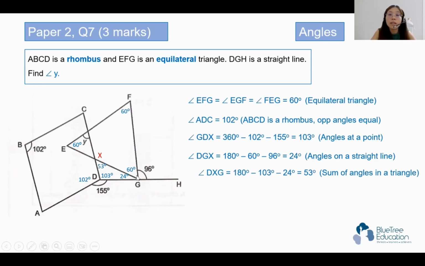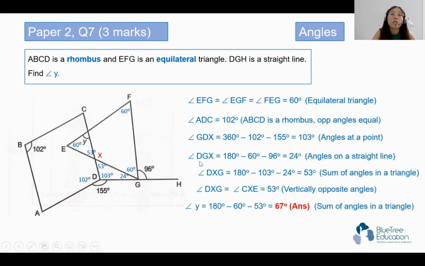Okay. And if you notice here, can you see that there's an X here? So this means that there's a vertically opposite angle. Okay. This is also 53. And now I'm sure you can find out what the last step is already, right? To find angle Y, can you see that there's a small triangle here? Again, sum of angles in a triangle is 180 degrees. So we take 180 minus 60 minus 53, and that will give you 67 degrees.